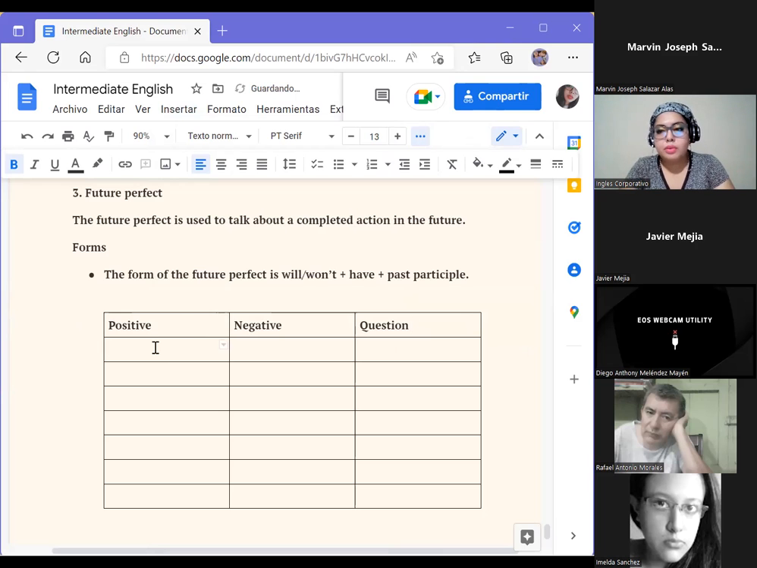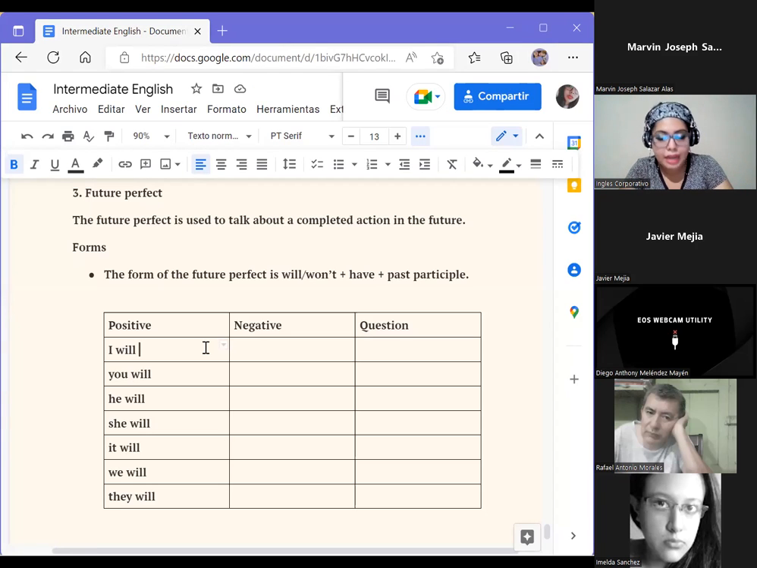So again, we have many examples doing this process. So you know that I'm going to write the subject, then the will or won't, and then the complement, all the things that we need for the sentence. So in this case, I have I, you, he, she, it, we, and they. Now we have will, and if you want to use the contraction, it's okay too. And we have the next element, that is have.